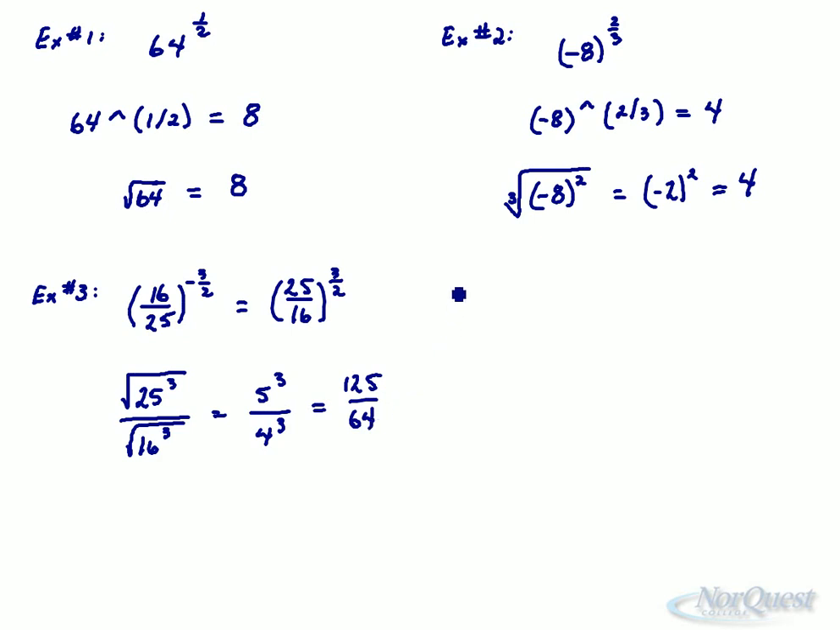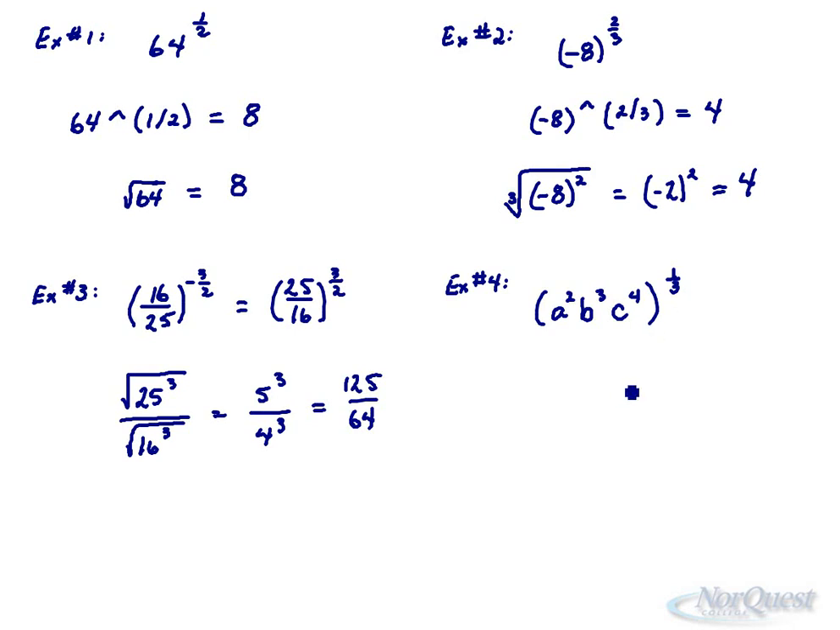Example 4. Now we'll work with some variables. This one now you can't use the calculator once you start to see the letters. A squared, b cubed, c to the 4th. And we're going to raise this whole thing to the power 1/3. Well, this is power of a power. All we're doing now is just multiplying fractions.